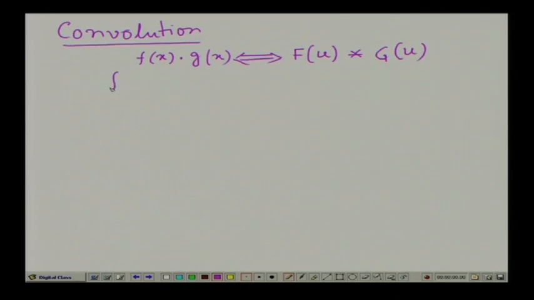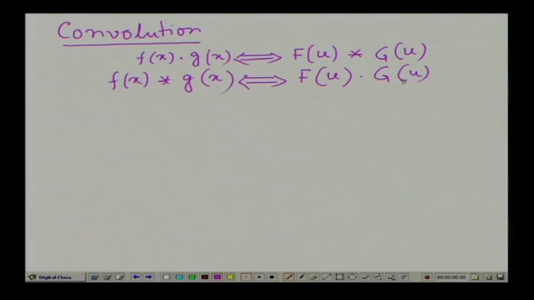Similarly, if I take the convolution of two signals f(x) and g(x), the corresponding Fourier transformation in the Fourier domain will be the multiplication of F(u) and G(u). So, the convolution of two signals in the spatial domain is equivalent to multiplication of the Fourier transformations of the same signals in the frequency domain. On the other hand, multiplication of two signals in the spatial domain is equivalent to convolution of the Fourier transforms of the same signals in the frequency domain. So, this is what is known as the convolution property. The other one is called the correlation property.